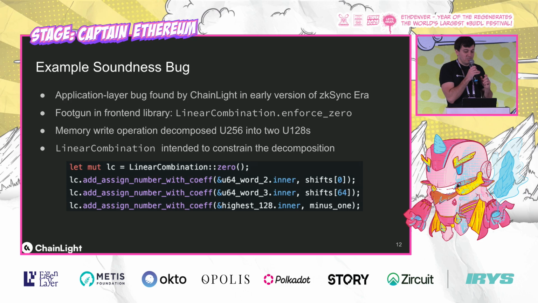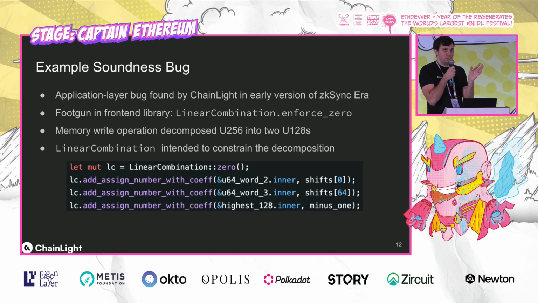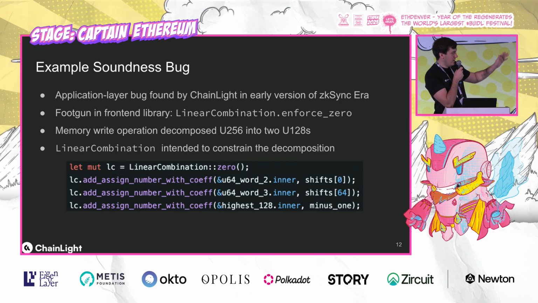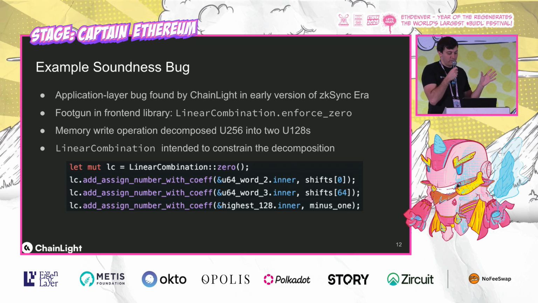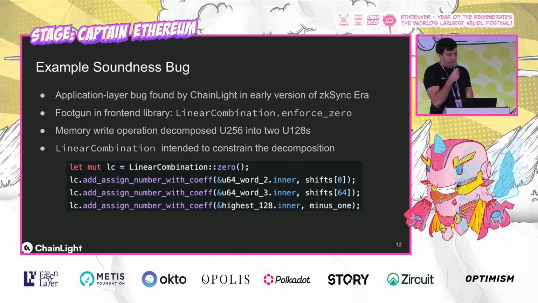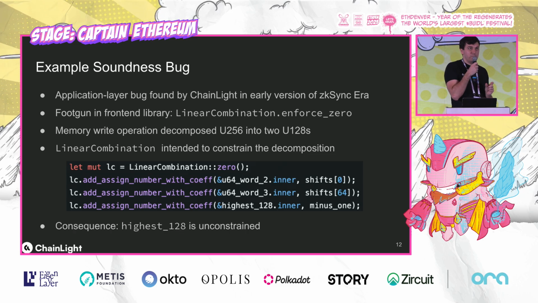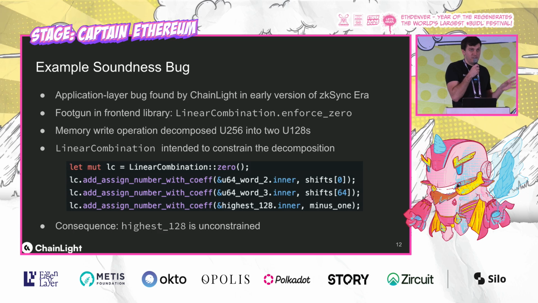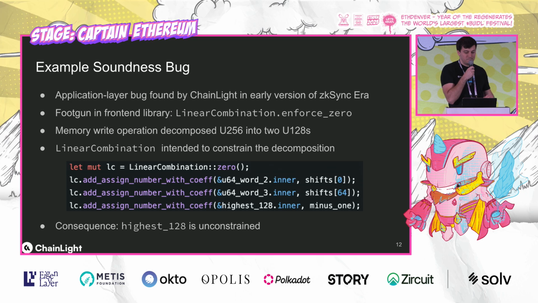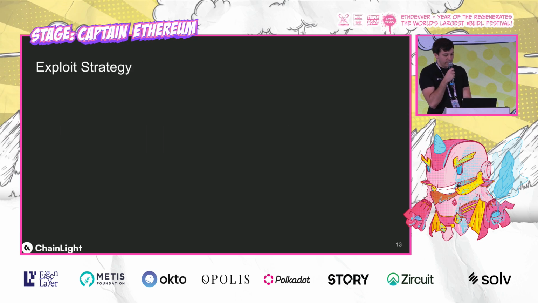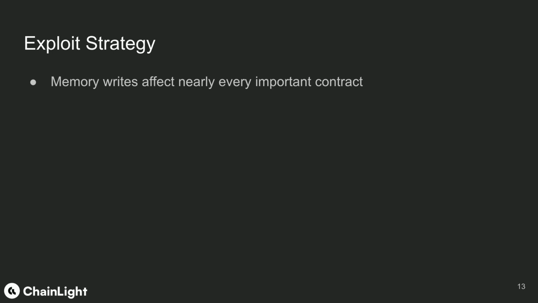This linear combination was used to decompose a 256-bit value into two 128-bit values. This code here creates a linear combination that's supposed to check that the decomposition is happening correctly. But they forgot to call the enforce 0, so no constraints were actually generated, which meant that the highest 128 bits that get written into memory in the zero-knowledge VM were unconstrained, and the prover could put whatever they want there. So this is a very small bug. It's one small constraint that's missing, but it actually has critical impact.